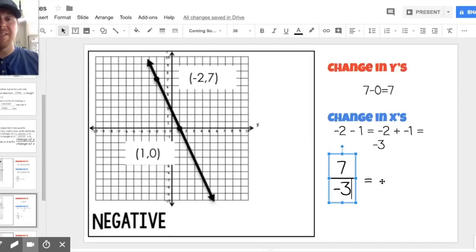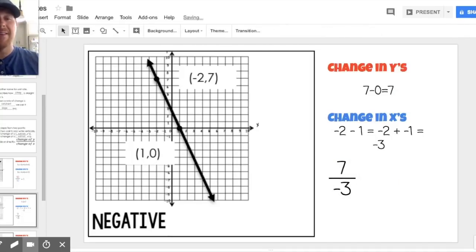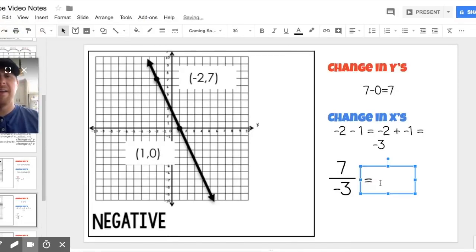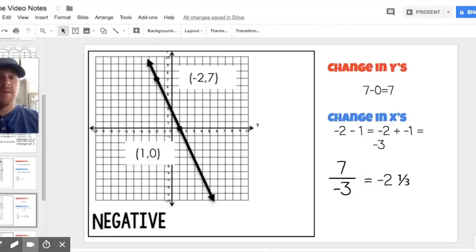So, of course, this does not simplify, so I can leave it as 7 divided by -3. Or it does simplify. If we want to write it as an improper fraction or a mixed number, 3 goes into 7 2 times. So we'd have -2 and 1/3. Okay, so our slope here is -2 and 1/3.